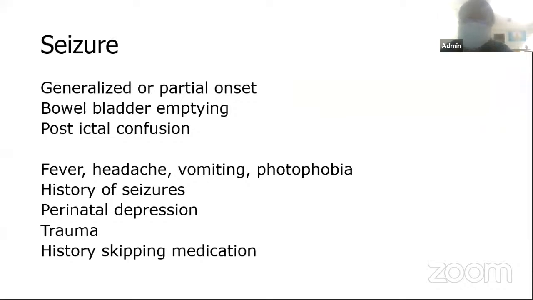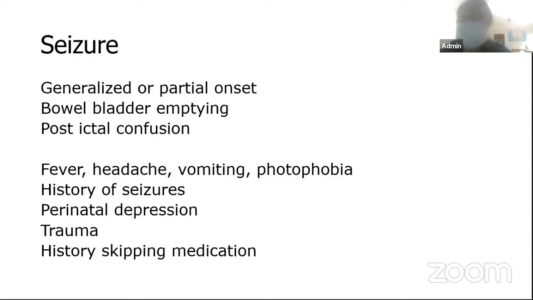In seizure also, you have to note whether it is generalized or partial in onset. Was there any bladder or bowel emptying? Was there any post-seizure confusion, to note whether it is a true seizure or not? Note whether there is fever, headache, vomiting, or photophobia, which may suggest raised intracranial tension; fever may suggest an infection. Was there any history of seizures?